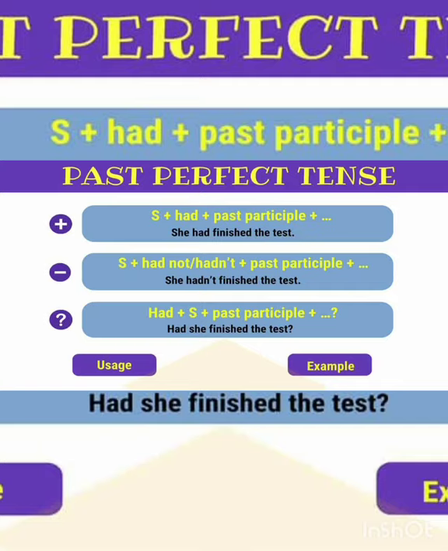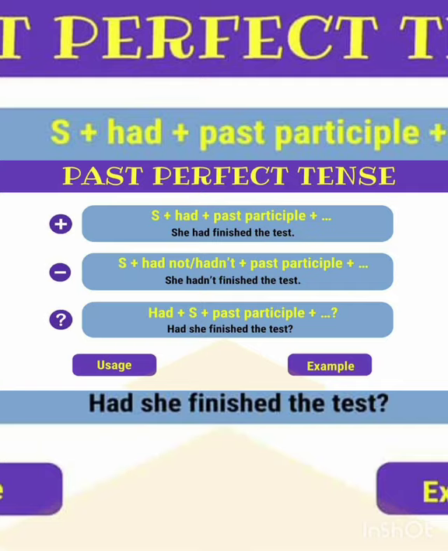And then to frame a negative sentence in past perfect tense, the formula should be subject plus had not or hadn't plus past participle. For example, she hadn't finished the test. And then to frame an interrogative sentence, had comes first, then comes the subject, and then comes the past participle. For example, had she finished the test? This is about past perfect tense.